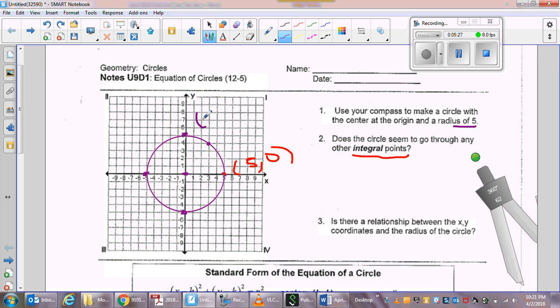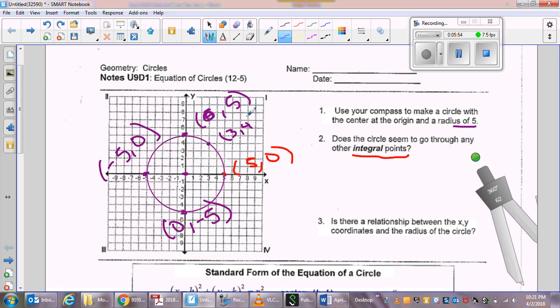So this is going to be 5, 0, sorry. And this is going to be negative 5, 0, and this one is going to be 0, negative 5. So these are called integral points. It might be more than one. You might be able to find another point here, like 3 and 4. I think it would work.